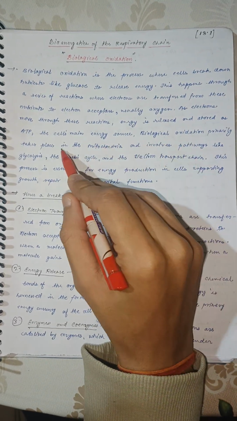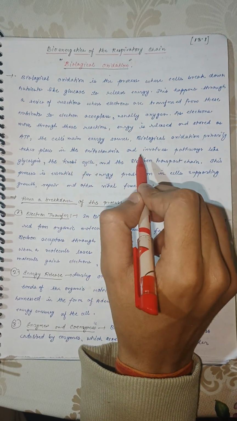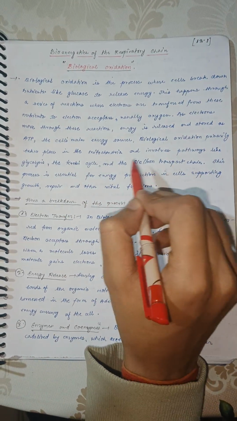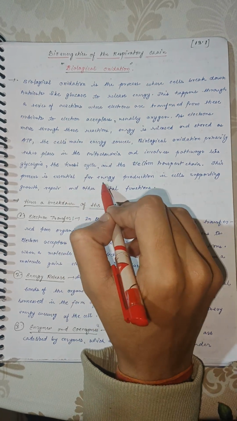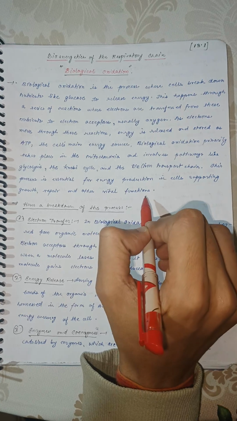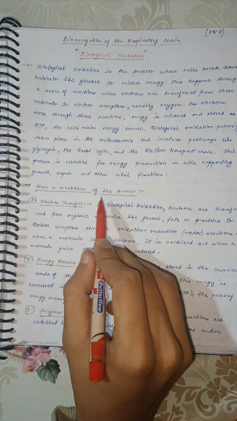Biological oxidation primarily takes place in the mitochondria and involves pathways like glycolysis, the Krebs cycle, and the electron transport chain. This process is essential for energy production in cells, supporting growth, repair, and other vital functions. Here's a breakdown of the process.